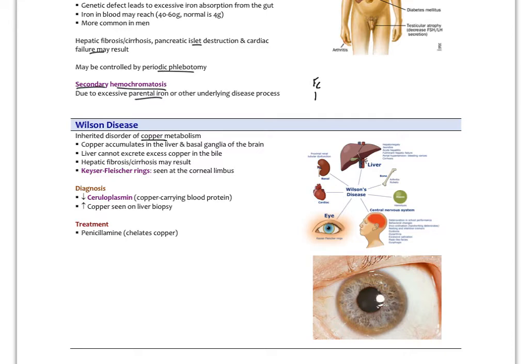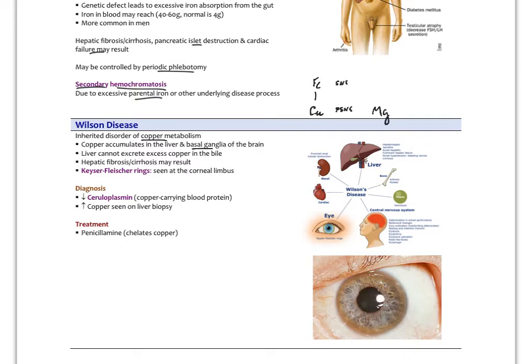Versus copper is more calming. Think of iron as more sympathetic and copper is more parasympathetic, kind of like magnesium in that way. So the copper kind of relaxes. We often use copper in small amounts as a muscle relaxant, like homeopathically, things like that. But when copper accumulates in the liver, it can destroy the liver, cause the progression towards cirrhosis. It can also accumulate in the basal ganglia of the brain, and that can cause movement disorders and whatnot.